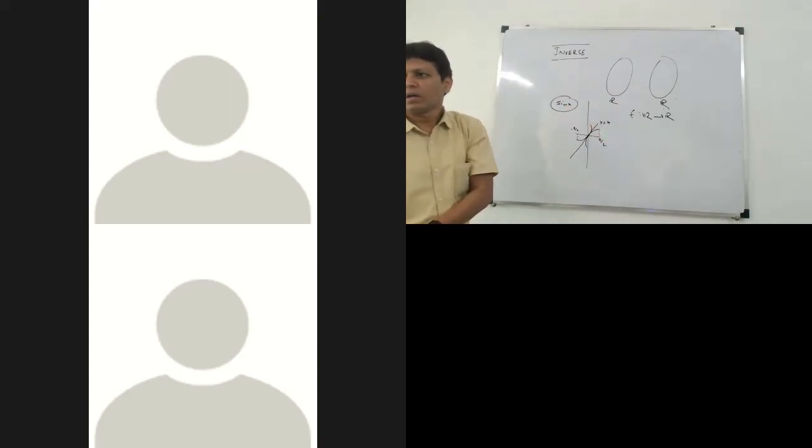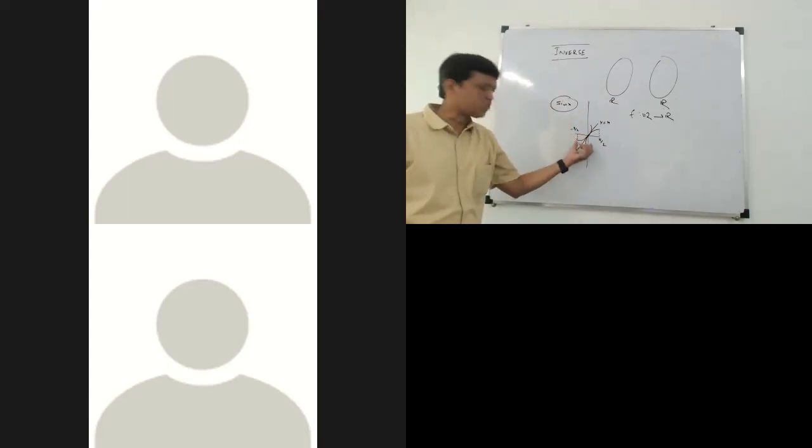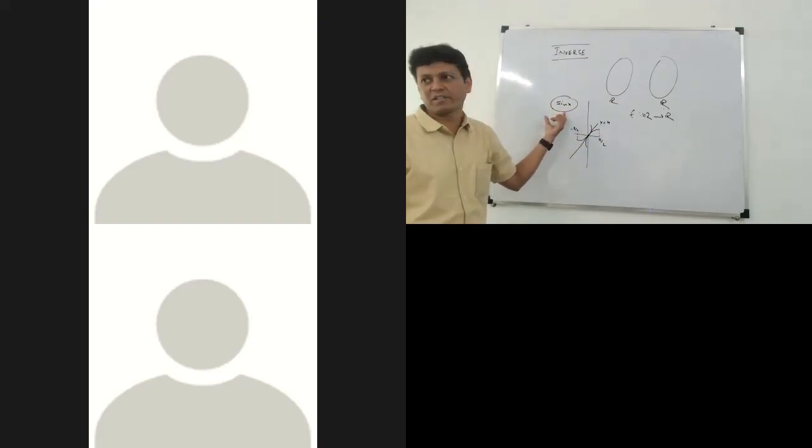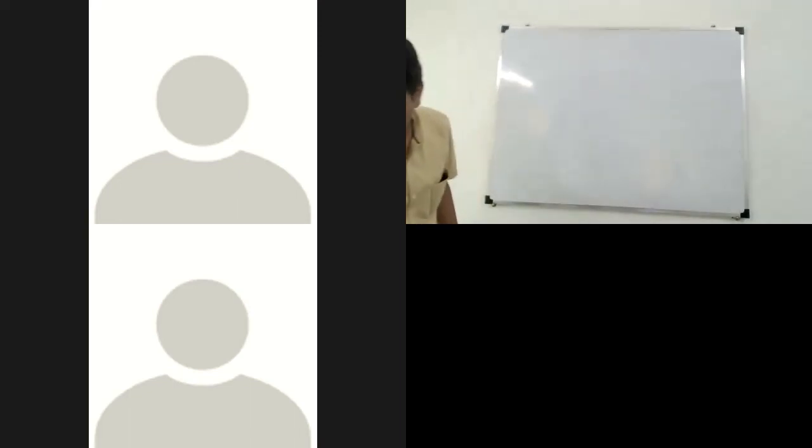The previous one was not, but this one is surjective and injective. That is why we have sine inverse x defined on minus pi by 2 to pi by 2. This is the inverse part.